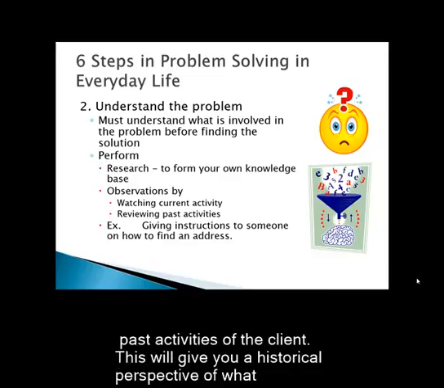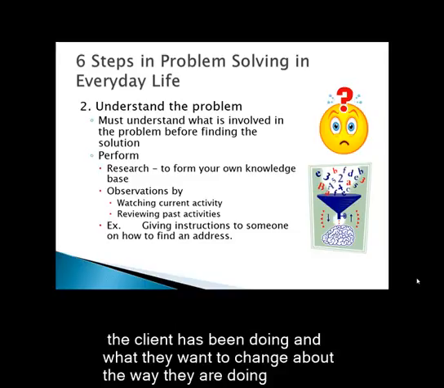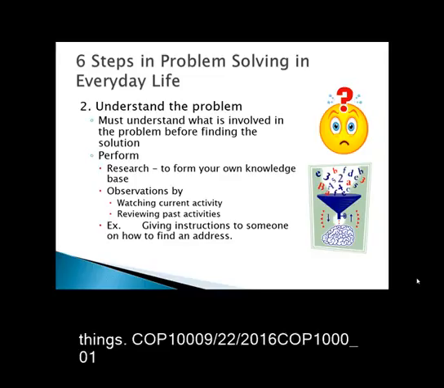So review past activity, the things that have been done in solving the current problem. For example, giving instruction to someone on how to find an address, that is basically finding a certain GPS location. If you want to go to Simant, someone gives you the instruction: you have to go here first and then here, next. That is just a simple example. So look at the current activity or the past activity.